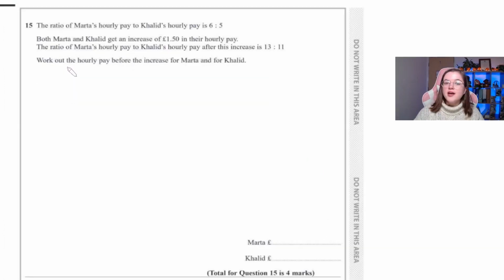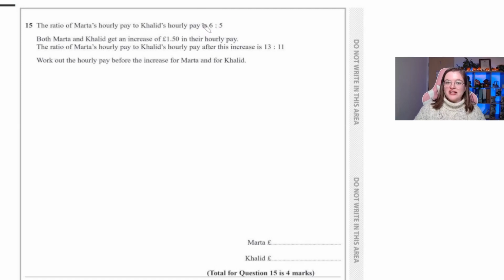On we go. Question 15. The ratio of Marta's hourly pay to Khalid's hourly pay is 6:5. Both Marta and Khalid get an increase of £1.50 in their hourly pay. The ratio of Marta's hourly pay to Khalid's hourly pay after this increase is 13:11. Work out the hourly pay before the increase for Marta and Khalid. Okie dokie then.